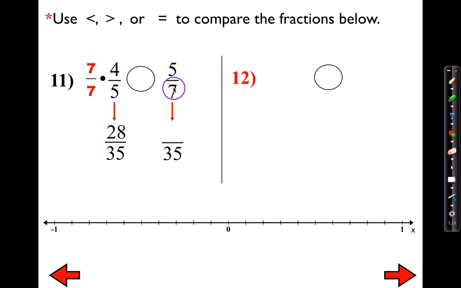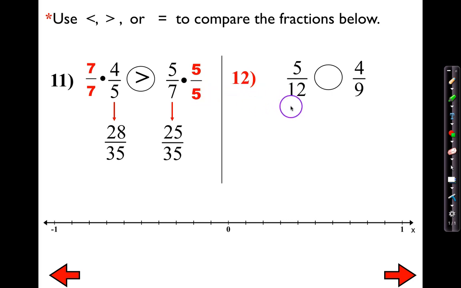Here, what is being multiplied by 7 to give you 35? It is a 5. So here, our new numerator is going to be 5 times 5, which is 25. So I can quickly see that 4/5 is greater than 5/7 because 28/35 is greater than 25/35. Okay, now at this point, what I'd like you to do is pause the video and try number 12 by yourself.